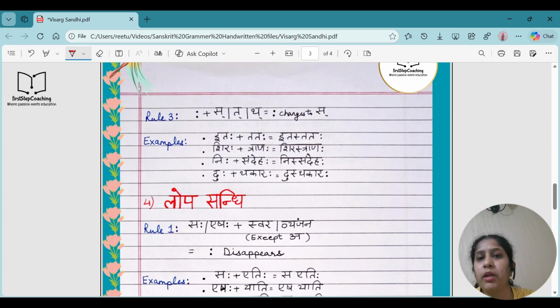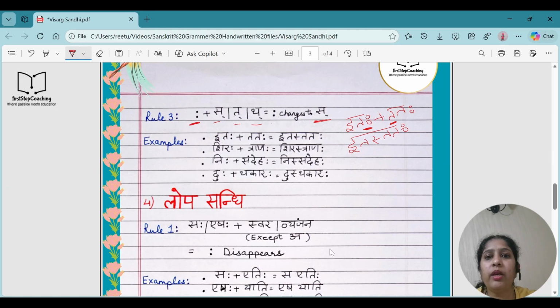Now, the third rule says that if the first word is ending with the visarg and the second word is starting with the sa, ta, or tha, anything out of these three, then the visarg is going to change to sa. Got it? Like if you see the first example, itaha plus tatah. So what is happening? The first word is ending with the visarg and the second word is starting with the ta. So the visarg will change to sa and no other change in the full word. So it will become itas tatah.